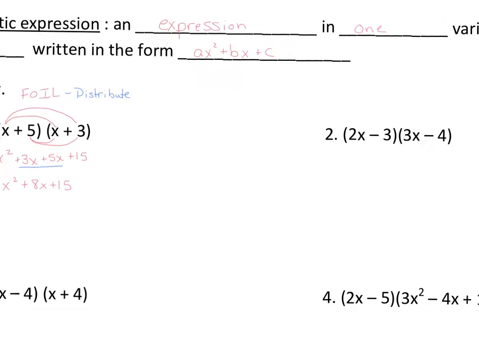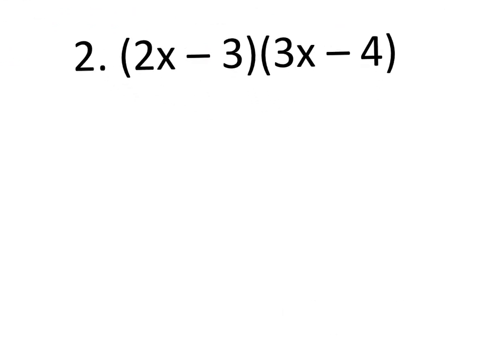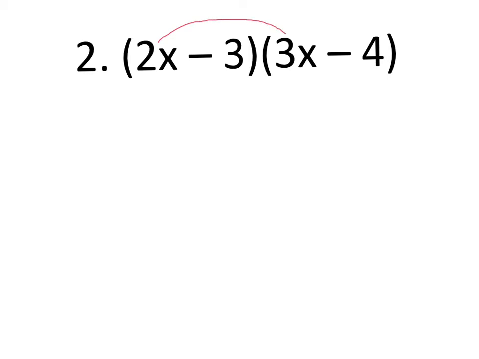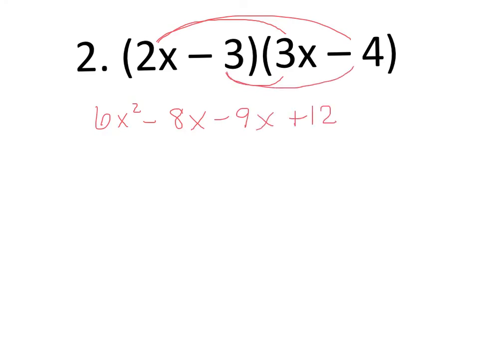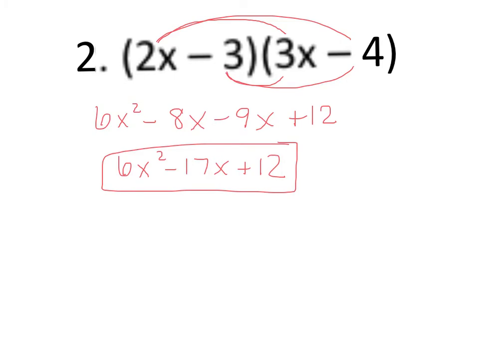Okay, so let's take a look at another example here. Example 2. We're still going to FOIL. So I'm going to take 2x times 3x, 6x squared, minus 8x, negative 3 times 3x is negative 9x, and negative 3 times negative 4 is plus 12. So again, combine the middle here. We're going to put these together right here. So I've got 6x squared minus 17x plus 12. And that's going to be my final answer.